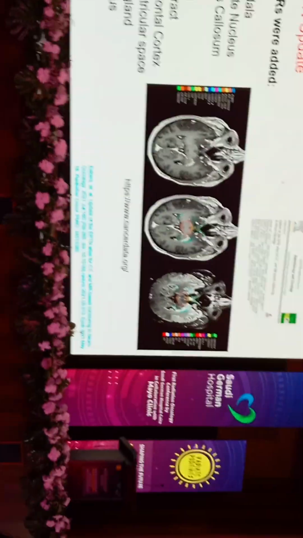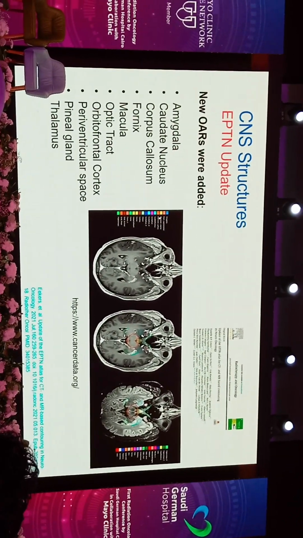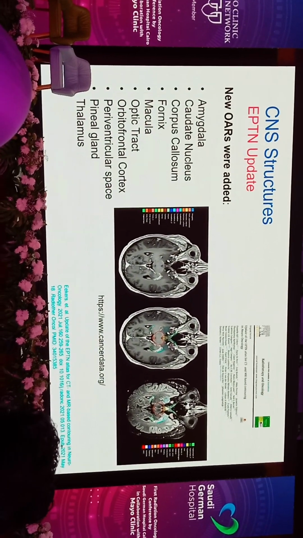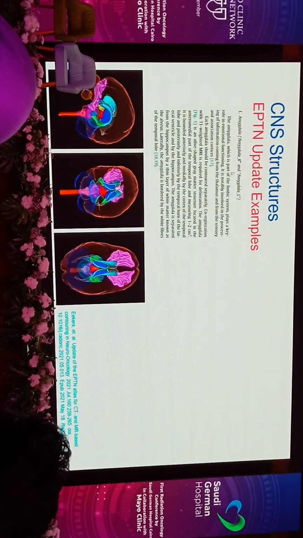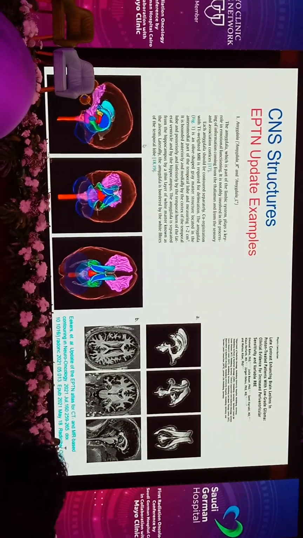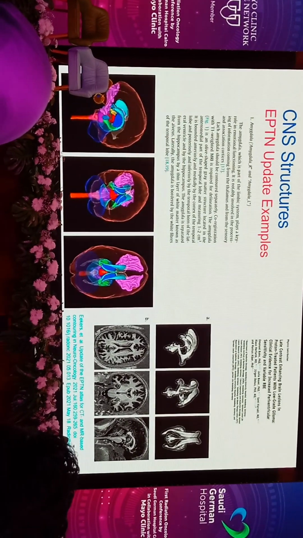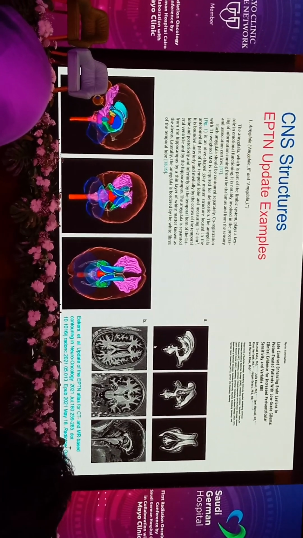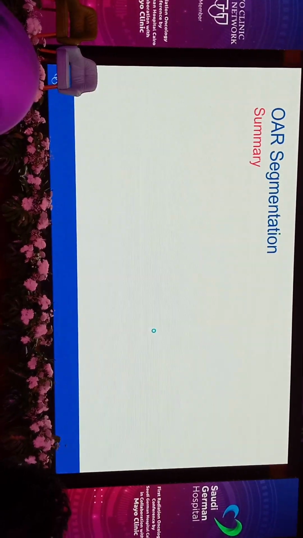And that's not enough, because now the EPTN has recommended additional structures like the amygdala, fornix, macula, optic tract, periventricular space. And some of these structures have a pretty good rationale of why we should contour them in terms of their importance in function, such as the amygdala, or in their sensitivity to particle therapy, such as the periventricular zone, that has shown sensitivity to end of range, in particular with protons. That's going to add even more time.